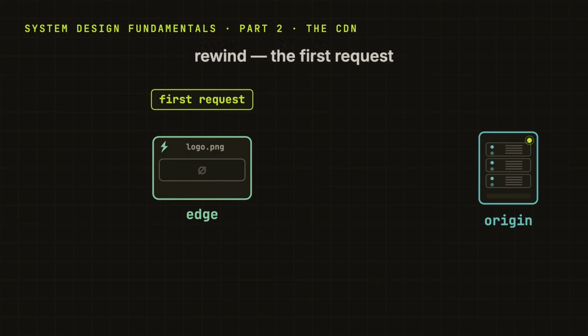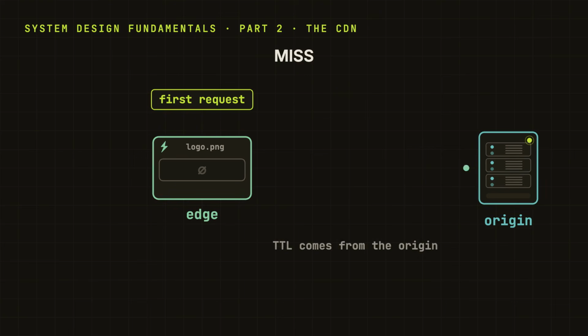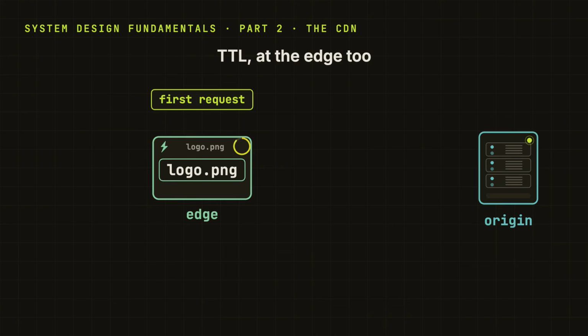And how does the content get to all those edge servers? The common way is called pull. The first time a user in a region requests an image, the nearby edge does not have it yet. A miss, so it fetches it once from your main server, which we call the origin, keeps a copy and serves it. Every user after that in that region gets the local copy, a hit, just like our cache, but spread across the globe.